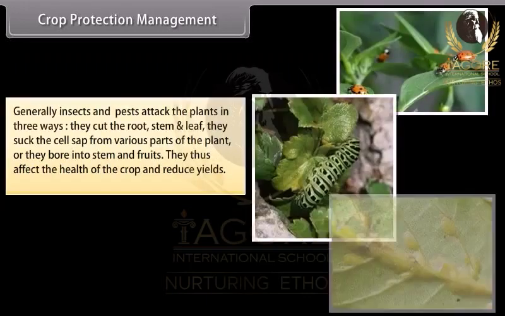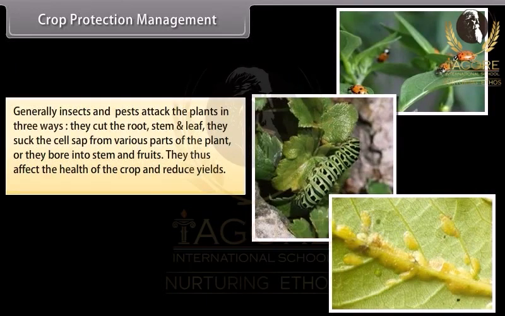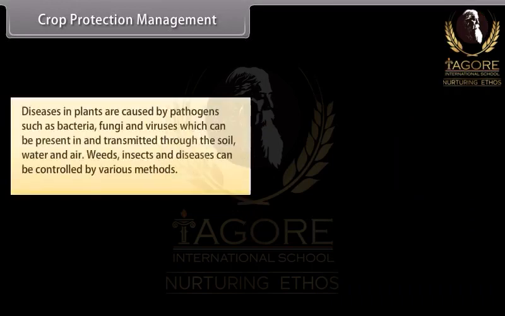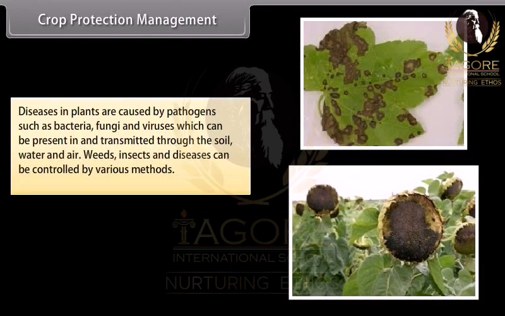Generally, insects and pests attack the plants in 3 ways. They cut the root, stem, and leaf. They suck the cell sap from various parts of the plant, or they bore into stem and fruit. They thus affect the health of the crop and reduce yields. Diseases in plants are caused by pathogens such as bacteria, fungi, and viruses which can be present in and transmitted through the soil, water, and air. Weeds, insects, and diseases can be controlled by various methods.